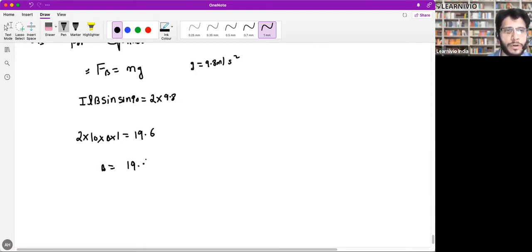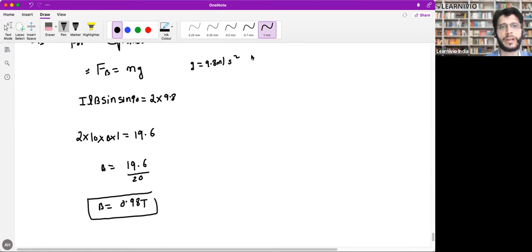It's 19.6 by 20, so it comes out to be 0.98 Tesla. This is the value of the magnetic field. If the value of the magnetic field is this, then the conductor will remain in equilibrium. It won't experience any force. The net force over the conductor would be 0. Yes, you can take g as 10, right, Abdullah, but this is more accurate. Even if you are taking g to be 10, it's also right, but this is more accurate. The exact value is 9.8.